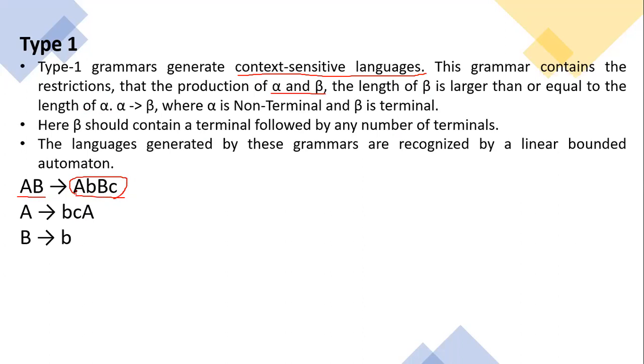Here the length is 4 elements, here 2. The condition is true, right? So here alpha is a non-terminal and beta is a terminal. And another condition: the first condition is length. The length of beta is greater than or equal to the length of alpha.